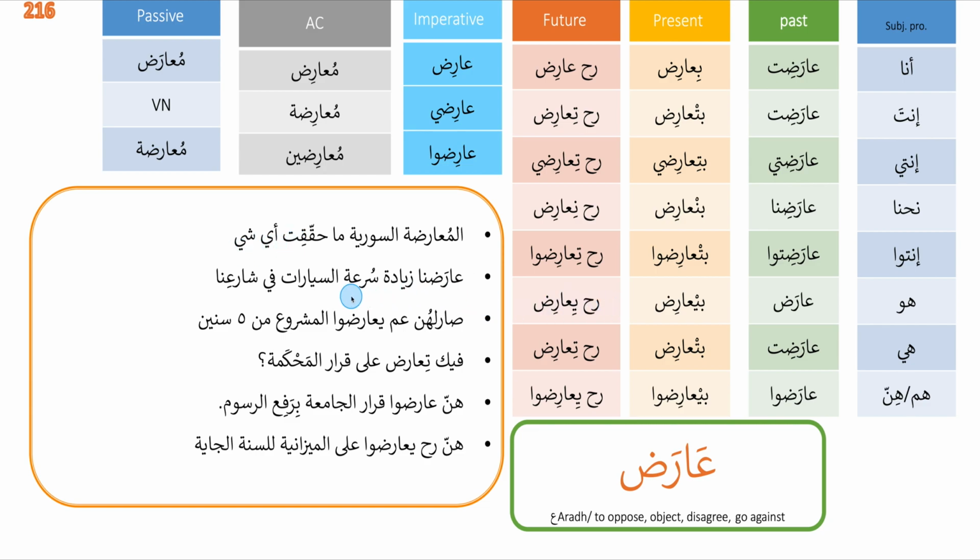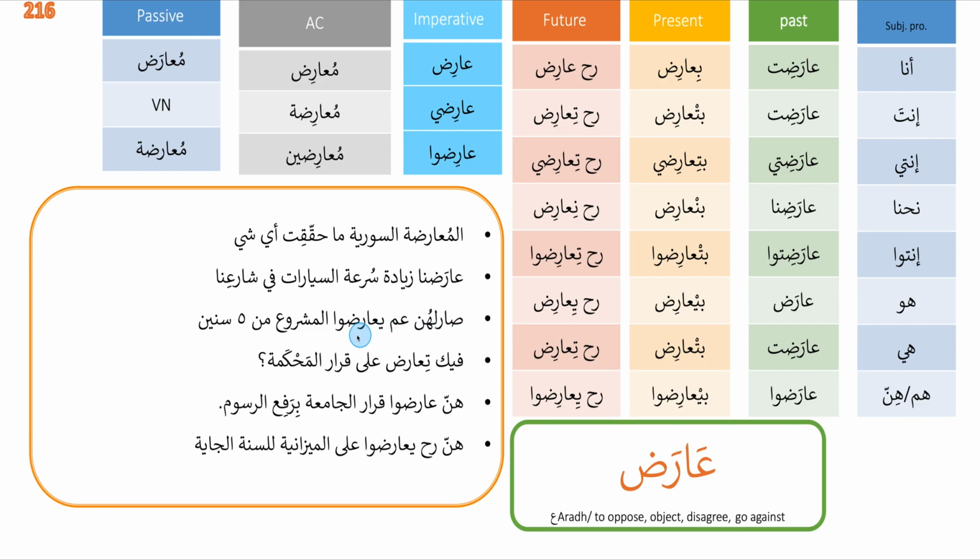عارضنا زيادة سرعة السيارات في شارعنا. عارضنا, we opposed or objected or against. زيادة, an increase. سرعة, speed. السيارات, the cars. في شارعنا, in our street. So we disagreed or we were against or we objected to the decision for increasing the car speed in our street.